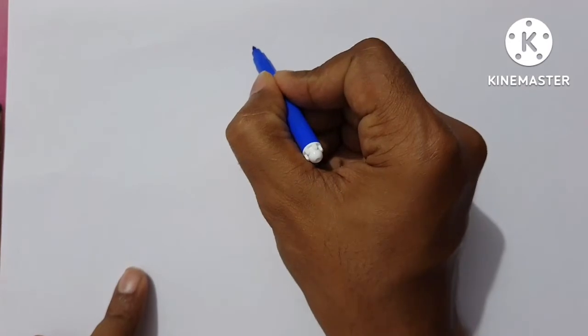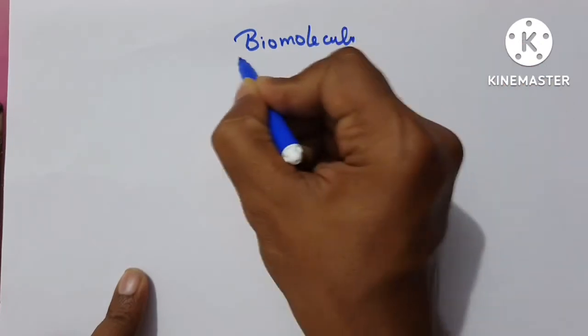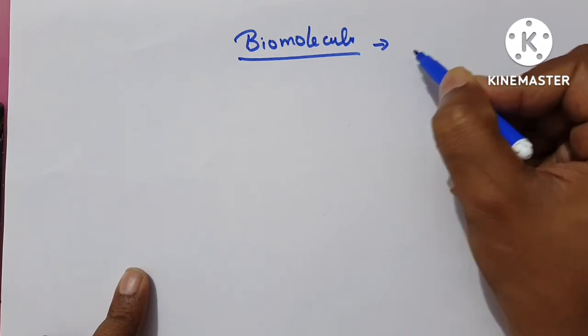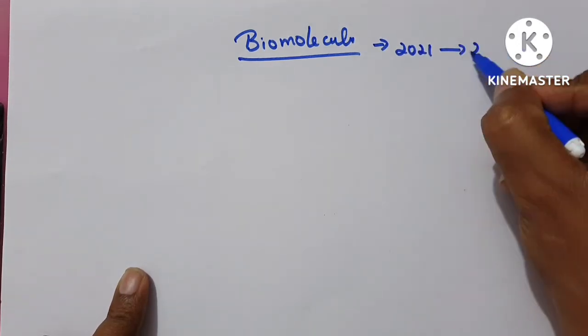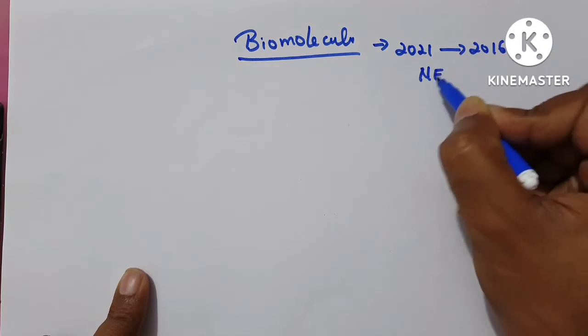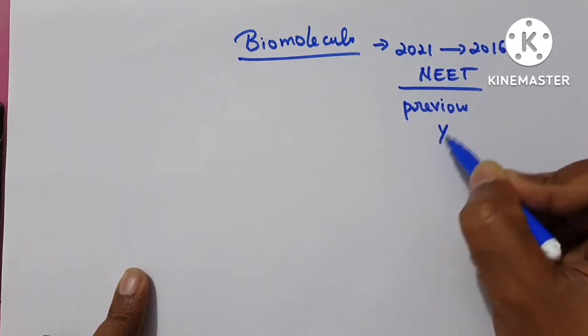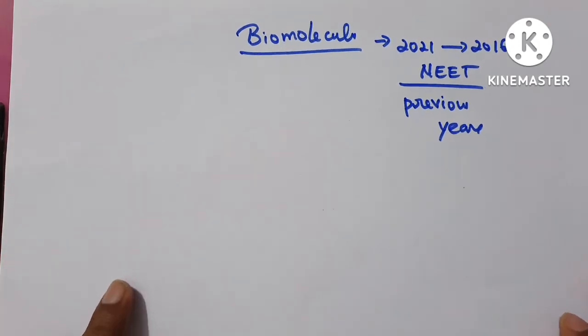Dear students, in this video we are going to have a quick revision of all the previous year's question papers based on the chapter called Biomolecules. We are going to solve the questions based on the previous year's NEET question papers from 2021 to 2016. So let us do this quickly one by one, and let us start with the first question, children.